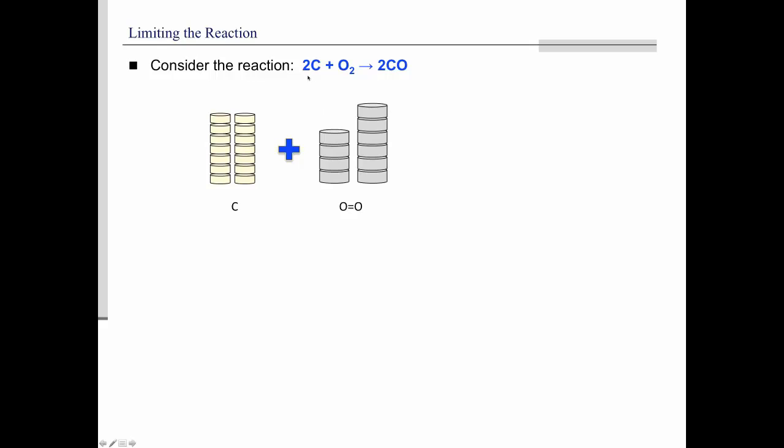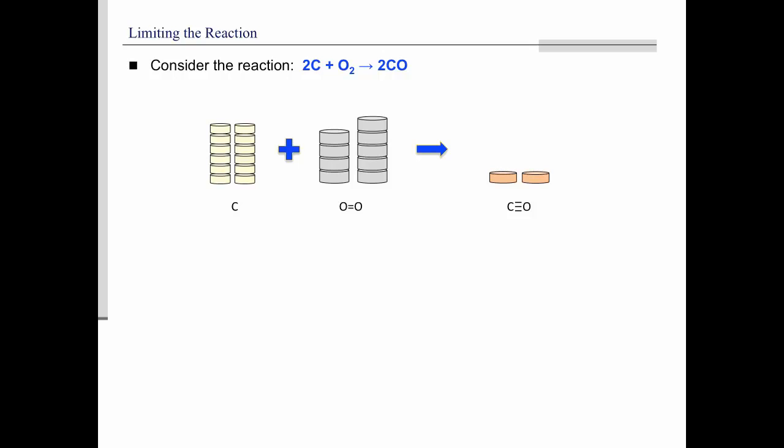And let's start with a little exposition of some carbon atoms reacting with an oxygen molecule to make carbon monoxide. And what I've got here is a stack of carbon atoms and a stack of oxygen molecules. So let's go through one at a time and imagine what happens as this reaction progresses. So first off, two carbons and one oxygen molecule can create for us two carbon monoxides.